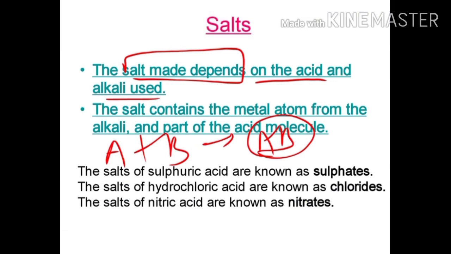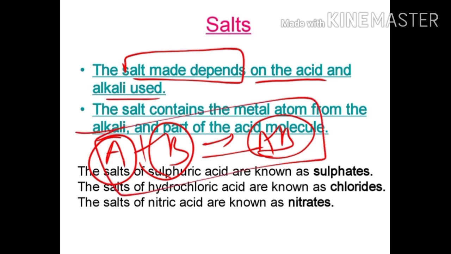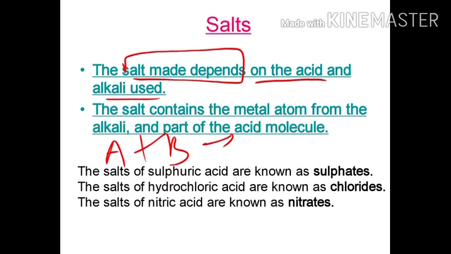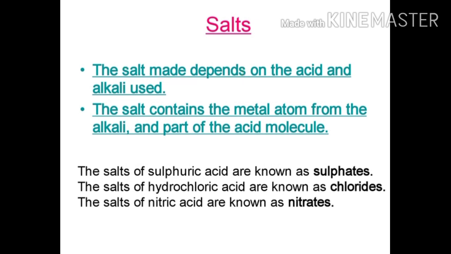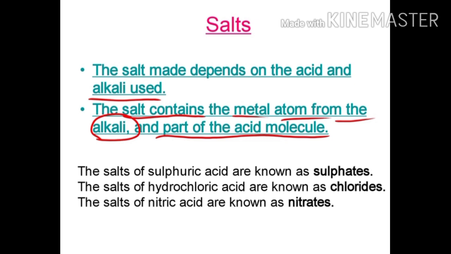Can any amount of acid and any amount of base be mixed? Can any concentration of acid and any concentration of base be mixed? No, we can't. We have to ensure how much quantity of acid, with what concentration of acid and bases, we should mix. There is a proper proportion. That's why the first statement says a salt made depends on the acid and alkali used, and the salt contains the metal atom from the alkali and part of the acid molecule.